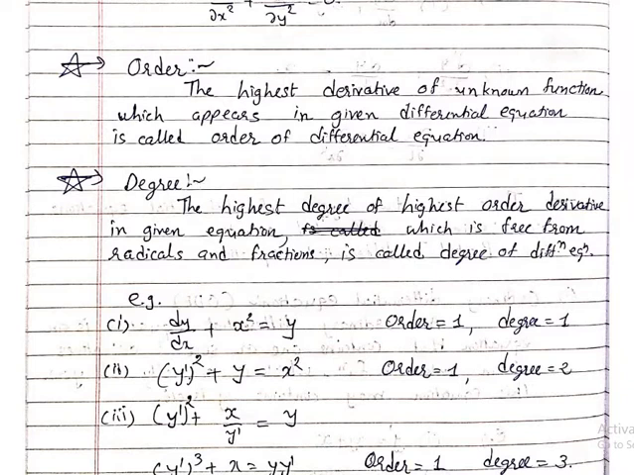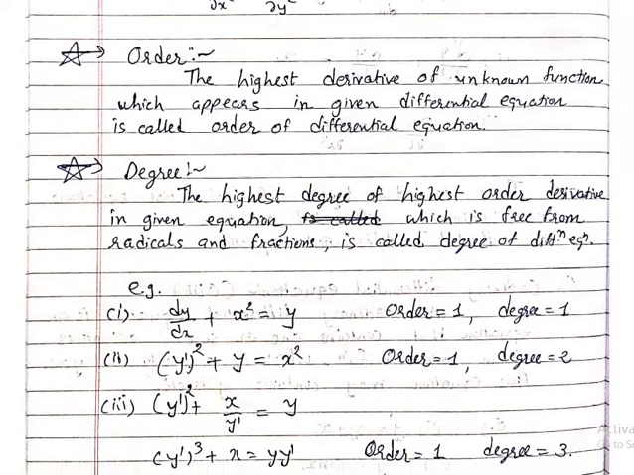Degree. The highest degree of highest order derivative in the given equation, which is free from radicals and fractions, is called degree of differential equation. Now see here, it is very necessary that your equation must be free from radicals and fractions. That means whatever equation you are writing, it must be free from radicals and fractions.